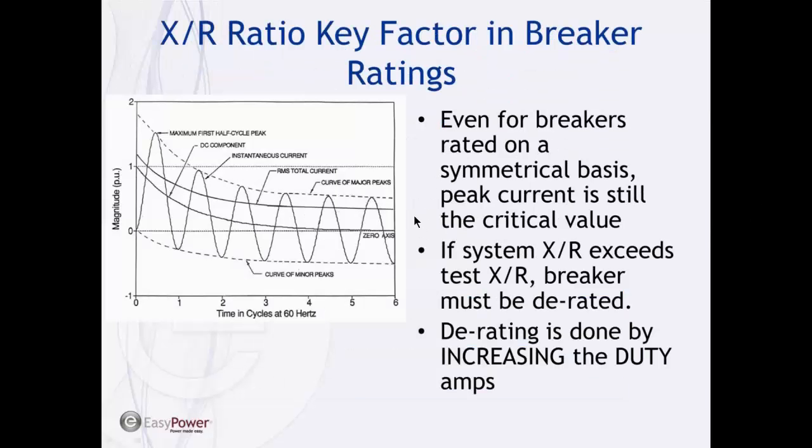So just a slide that maybe sort of illustrates this issue. The concern is this first peak half cycle. The symmetrical rating is based on a certain X over R ratio. The higher the X over R ratio in the actual system, the higher this peak is. So if your peak is higher than what they tested it at, we have to derate that. And we do that by increasing the duty amps so we can do an apples to apples type comparison.